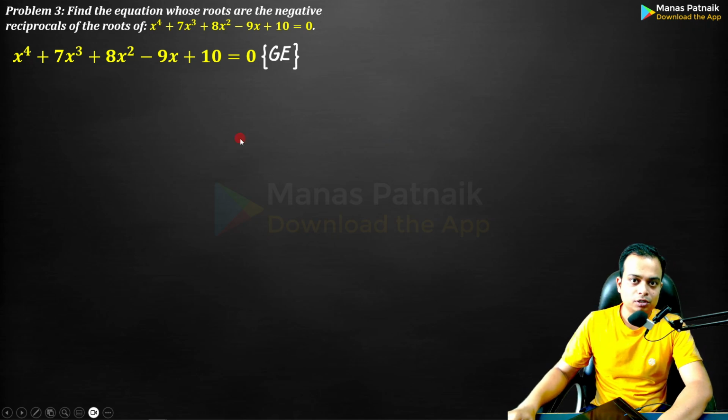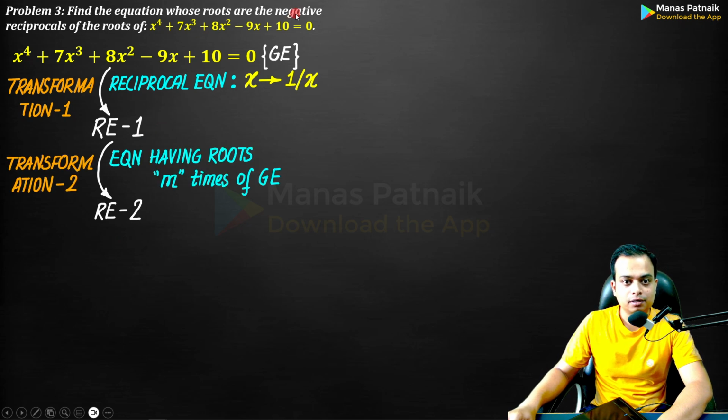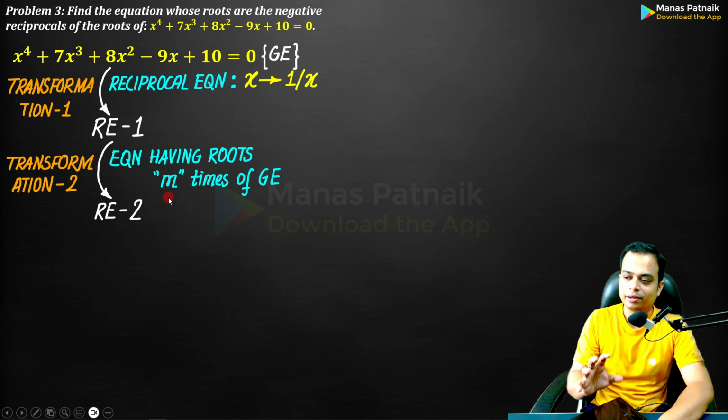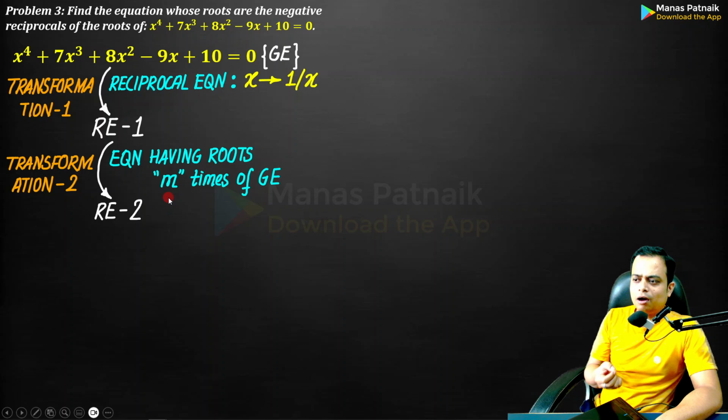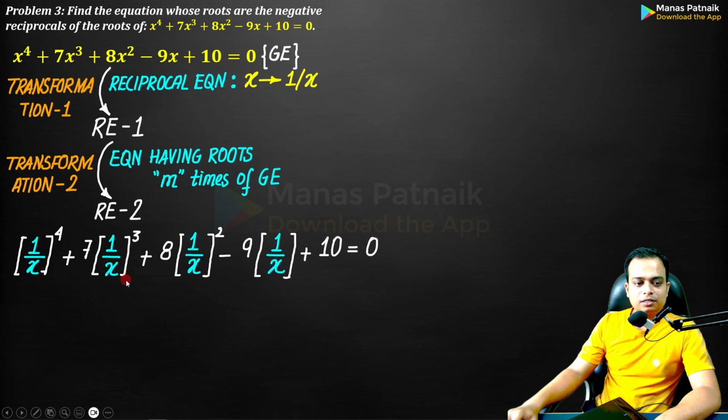So for reciprocal roots, you have this funda, x changes to 1 over x. That is going to be your required equation 1. In the second transformation, you have to multiply all of them by -1 because negative roots. Okay, m is equal to -1. We are going to plug in that value, don't worry. And this is going to be a very simple case. Let's start with x changes to 1 by x. Here we go. 1 over x, 1 over x everywhere. x power 4, x cube, x square, and x.